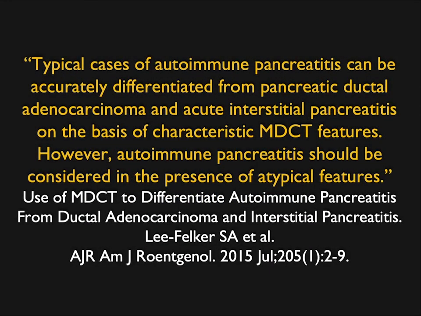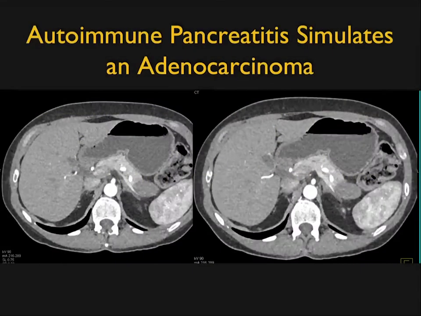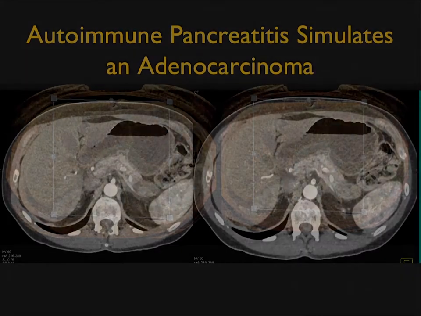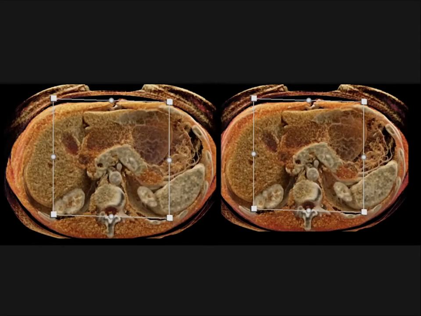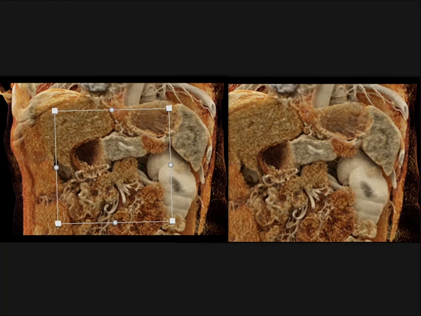It's the atypical cases that can be challenging. So let me show you an example. Look at this lesion by the tail of the pancreas. Looks like a hypodense lesion. Yes, there's no dilated pancreatic duct, but it looks like a mass. Look at the cinematic. It looks like a mass. Here it is in the coronal. Looks like a mass. That was autoimmune pancreatitis.